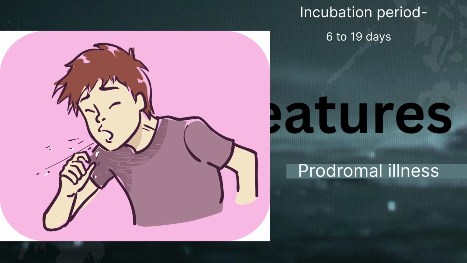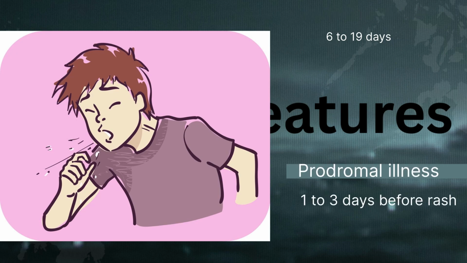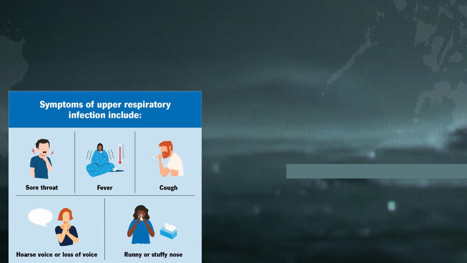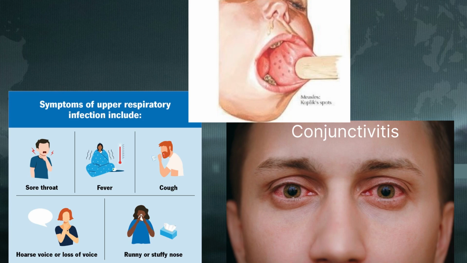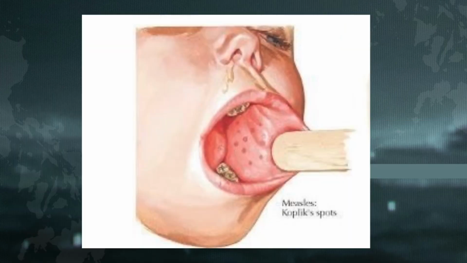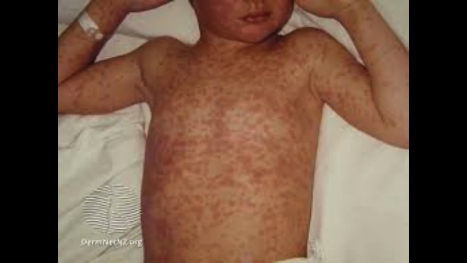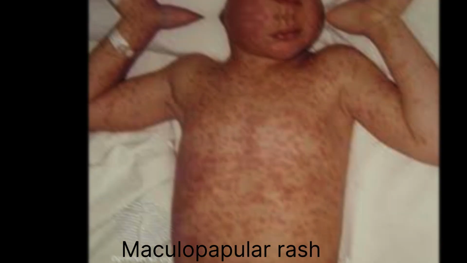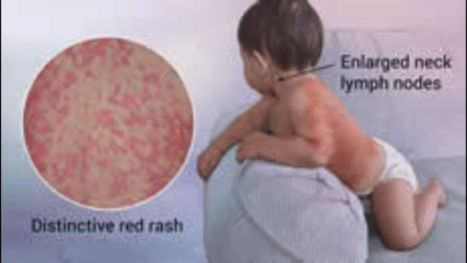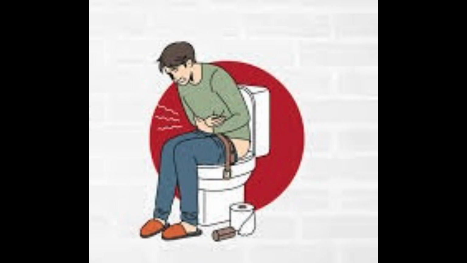A prodromal illness occurs 1 to 3 days before the rash with upper respiratory symptoms, conjunctivitis, and the presence of pathognomonic Koplik spots. The Koplik spots are small white spots that occur on the inside of the cheeks early in the course of measles. As natural antibody develops, the maculopapular rash appears, spreading from face to extremities. Generalized lymphadenopathy and diarrhea are common features.